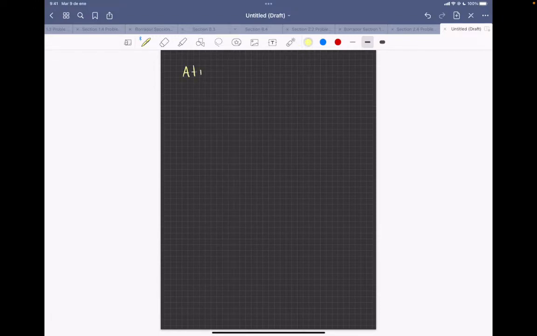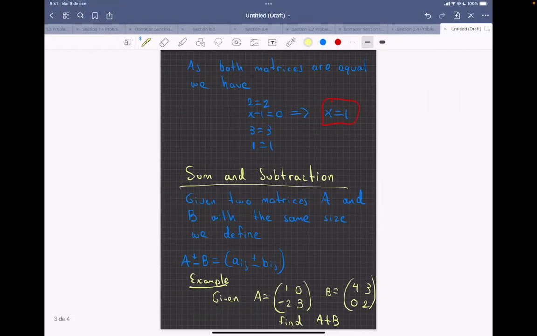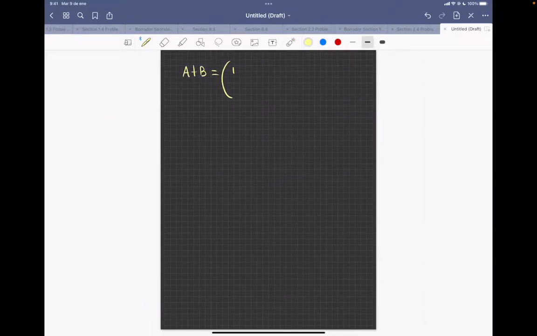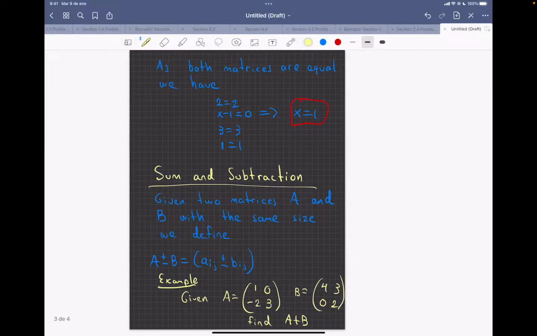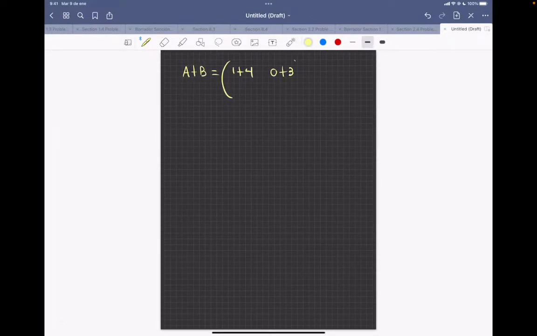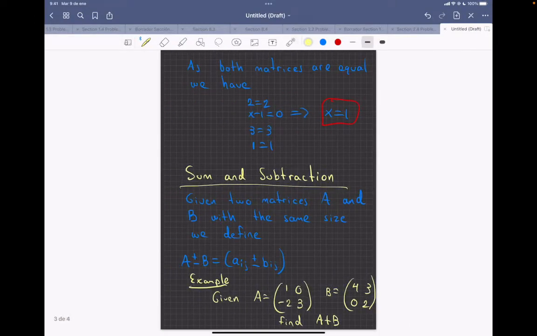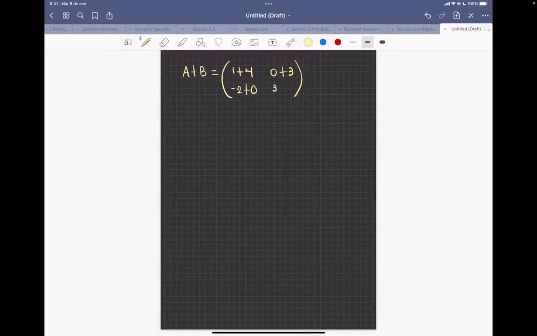In this case, we have A plus B. We have a new matrix that is going to be only add entry by entry. This one with this one. 1 plus 4. 0 plus 3. -2 plus 0. And 3 plus 2. And then simplify. And we have 5, 3, -2, and 5. And there you have the new matrix, entry by entry.